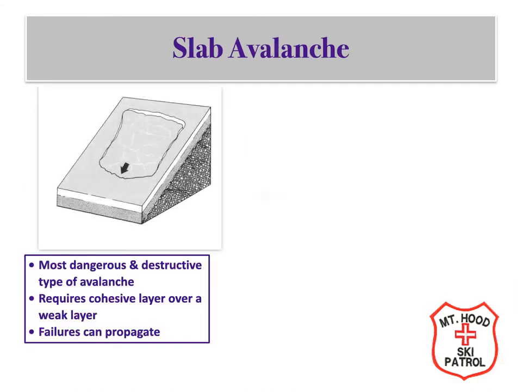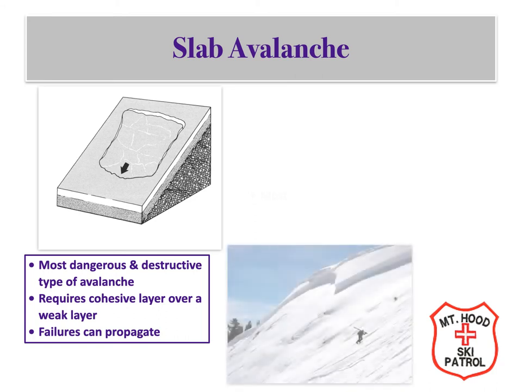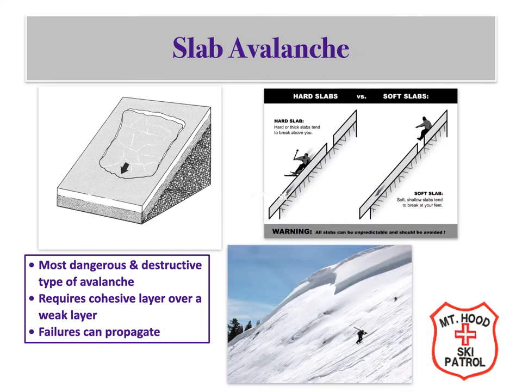So let's talk about slab avalanches. Slab avalanches are the most destructive form of avalanche. As the name indicates, slab avalanches require a cohesive layer over a weak layer. A trigger, natural or man-made, causes the weak layer to fail. Since the weak layer is buried in the snowpack, failure of the weak layer results in a block of snow releasing downhill. The failure then propagates and releases a large mass of snow and a lot of energy.